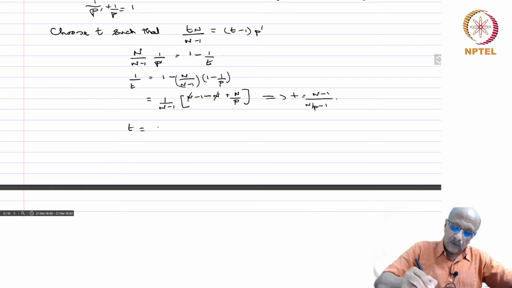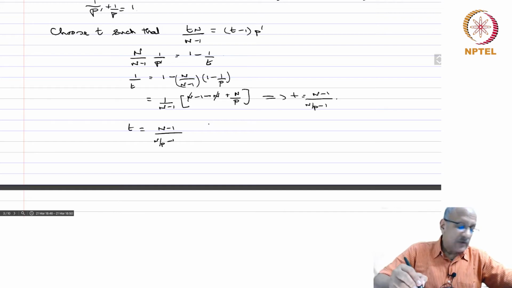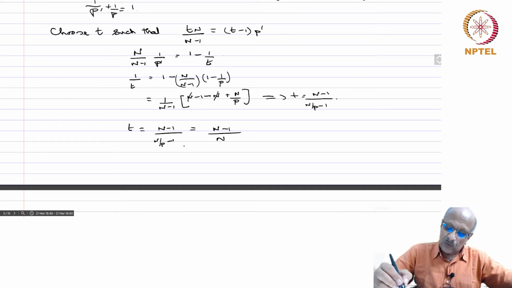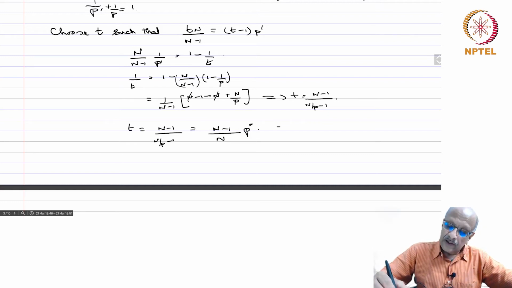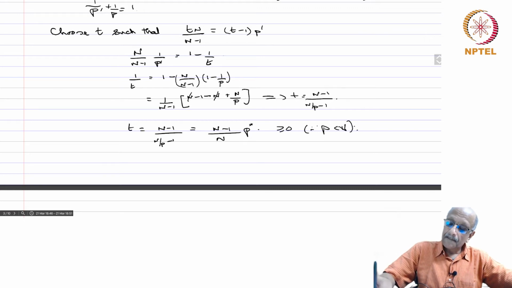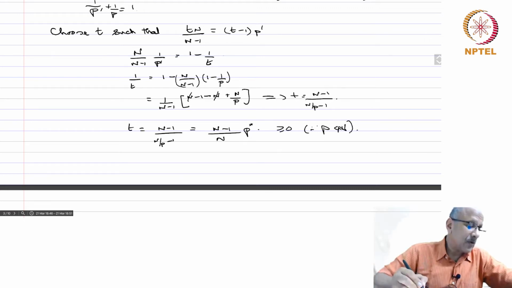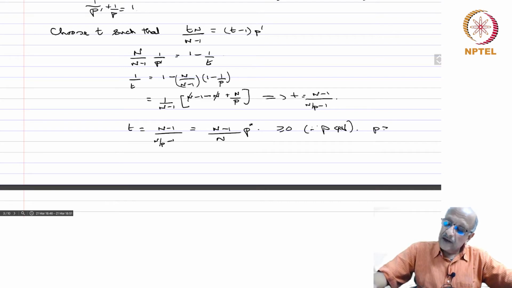So t is equal to (n minus 1) by (n by p minus 1), which is equal to (n minus 1) by n. I pull out the n, then 1 by p minus 1 by n is 1 by p star, and that is in the denominator. So this comes in the numerator. Okay. And this is non-negative since p is less than n. We already saw that. Okay. And p is greater or equal to 1.